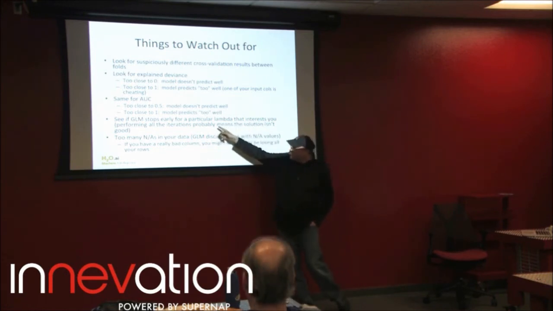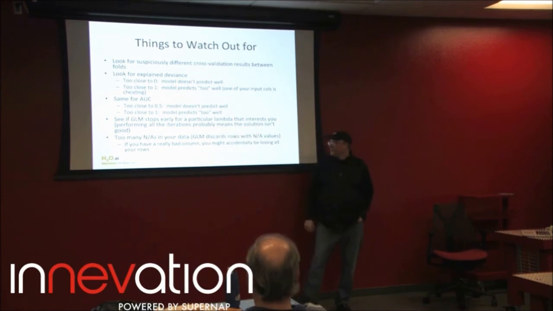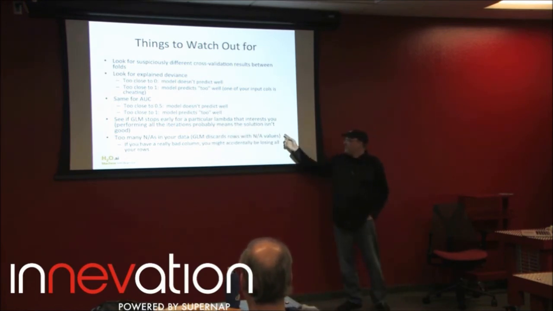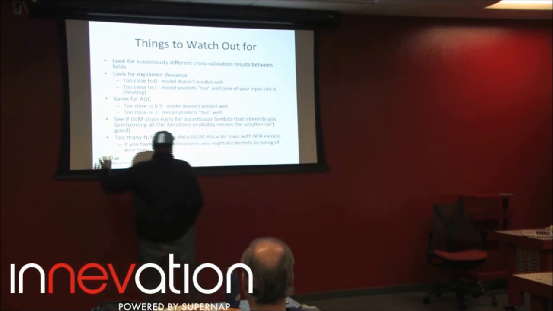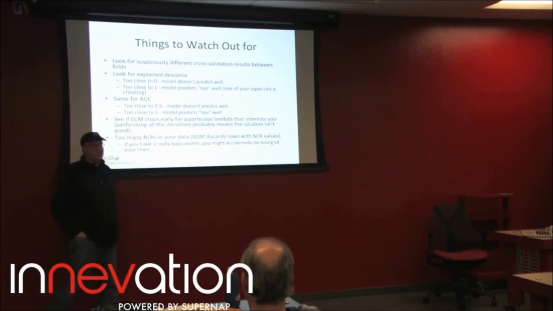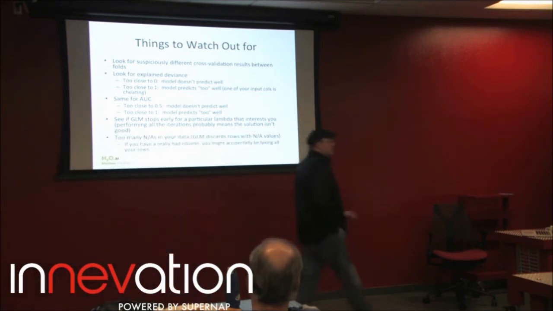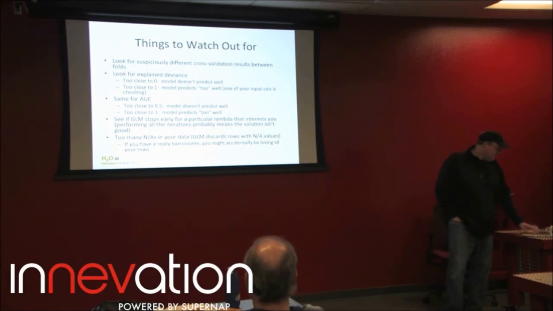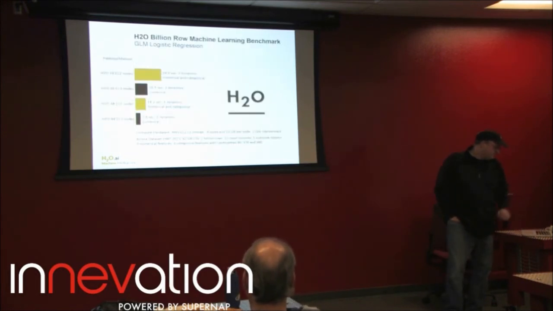Another thing to pay attention to is if GLM stops early for a particular lambda. If it's stopping early, that's usually a good sign, actually, because it means it found a solution that it liked. If it runs to the maximum number of iterations, then usually it's worth investigating whether you've got an answer that's good.